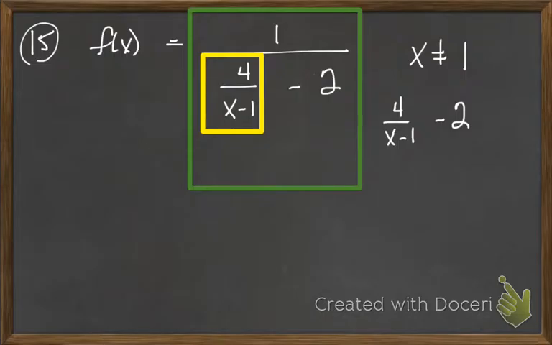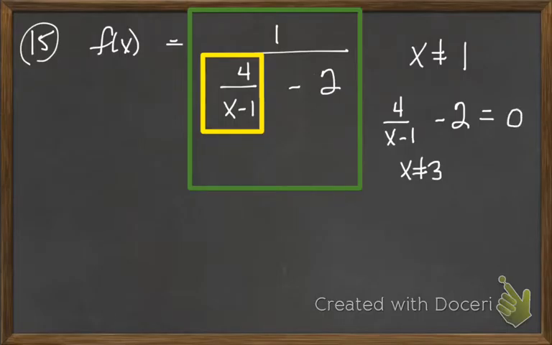Somebody says 3. Think about that. If x is 3, on the bottom you have 3 minus 1, which is 2. Then you have 4 divided by 2, which is 2. And then you have 2 minus 2, which gives you a big fat 0. Okay? So if you can't see that x cannot be 3, you could set this equal to what?